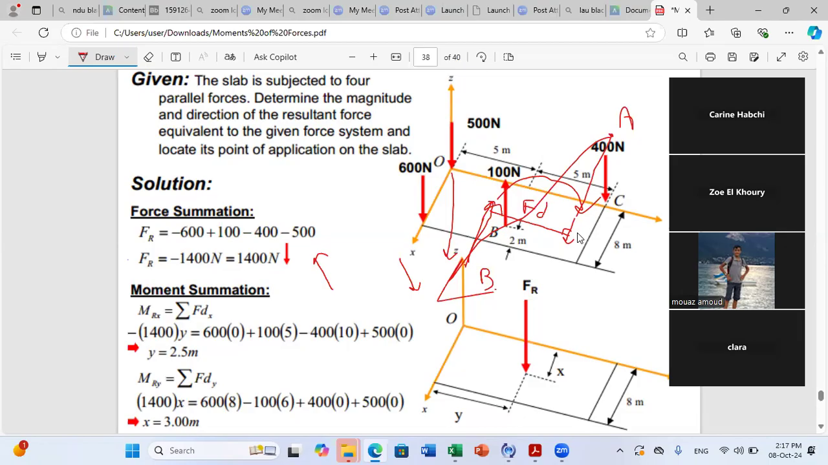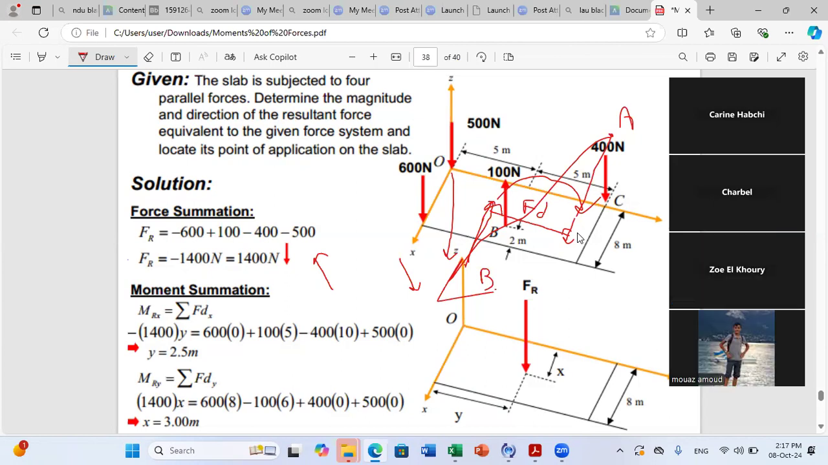Other questions on this? Doctor, please can we do the distributed? Of course. We can do the distributed.